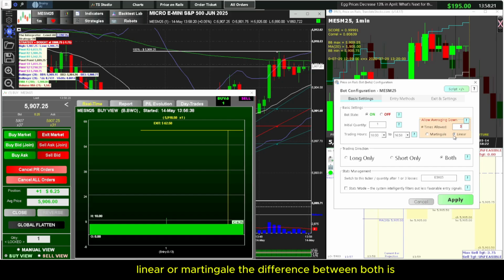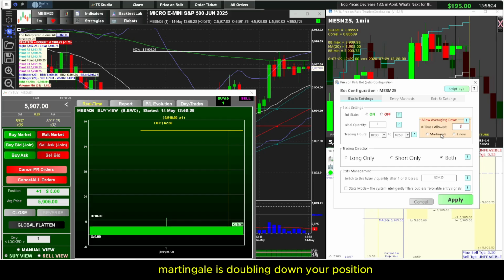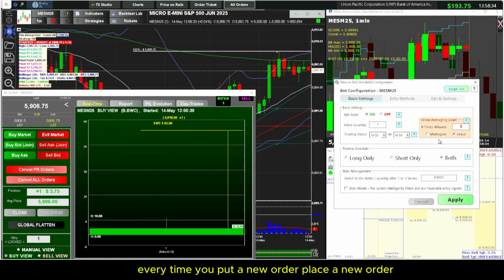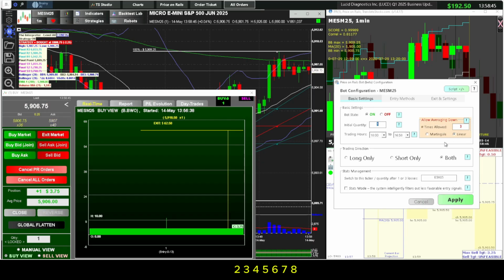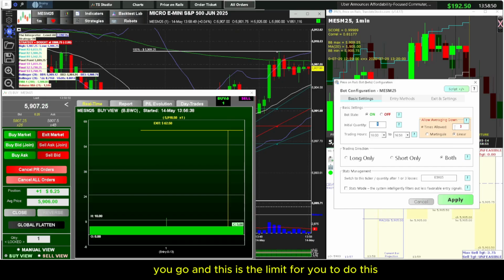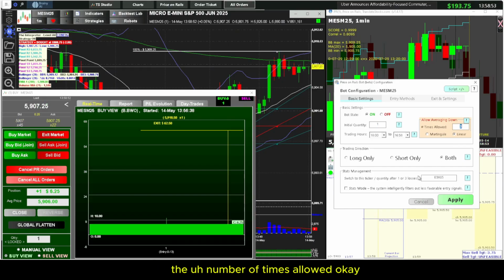The difference between both is that martingale is doubling down your position every time: 1, 1, 2, 4, 8, 16, 32 contracts or shares. Every time you place a new order, it will be with the same quantity as the position that you have open. If you go linear, it follows the initial quantity: 1, 2, 3, 4, 5, 6, 7, 8, 9, 10, 11, and you go. And this is the limit for you to do this, the number of times allowed, okay?